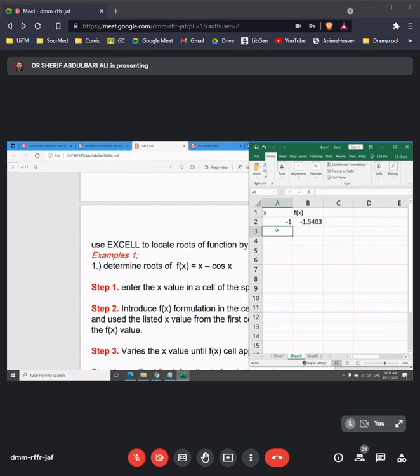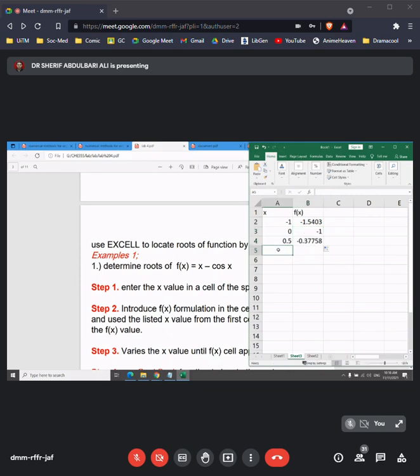So let me try 0. I'm going to write again the function, which is equal to x minus cosine x, and I hit enter. So if x is equal to 0, my function is still equal to -1, so it's not 0, that means 0 is not the root of this function. How about if I try 0.5? It's equal to -0.377, so 0.5 is not the root of the equation.